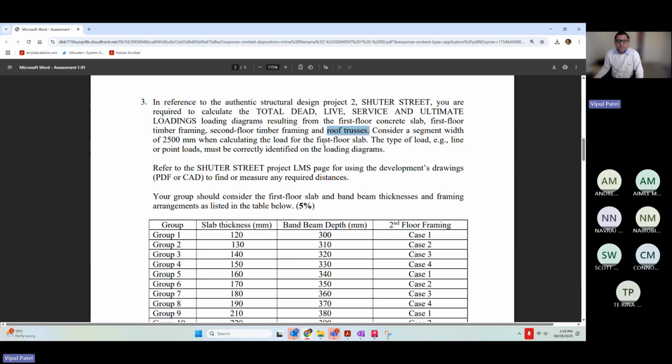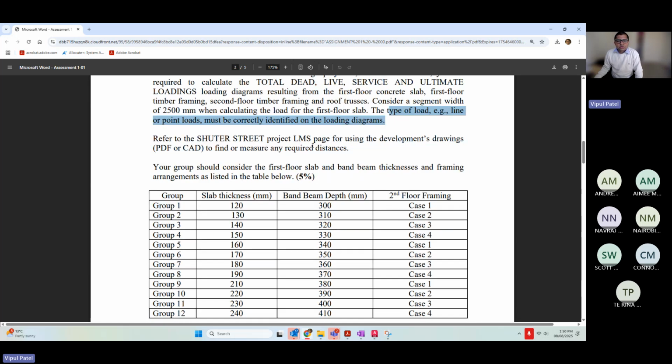If you remember in my first example, consider a segment width of 2.5 meters. I also considered 2.5 when calculating the load of first floor slabs. The type of load, line and point load, must be identified in the following diagrams. Refer to the Sutter Street project LMS page using the development drawing PDF and guide. I showed you where it is.